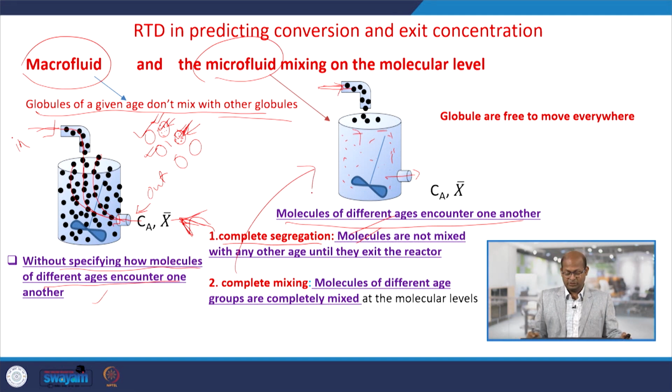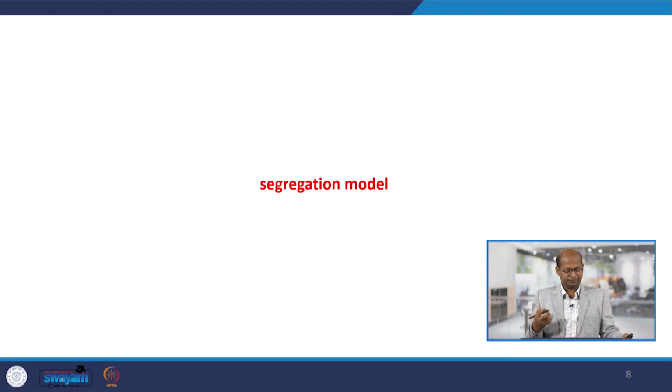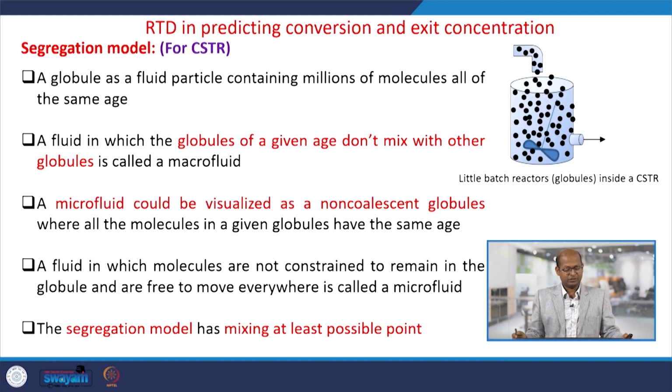So, molecules of different ages are completely mixed at the molecular level. So, these are the basic differences in these cases, that is, macrofluid or microfluid mixing when reactors are there. Okay. So, here we consider molecules in these particular segregation models.